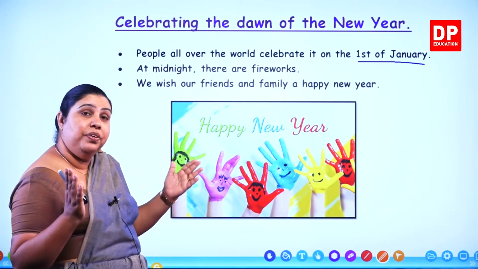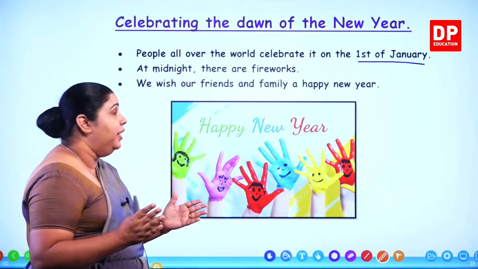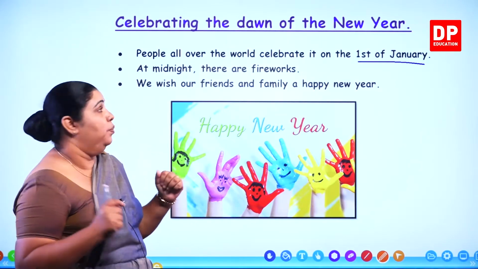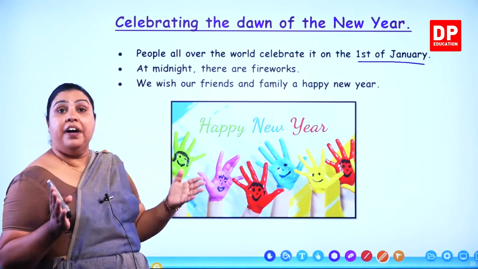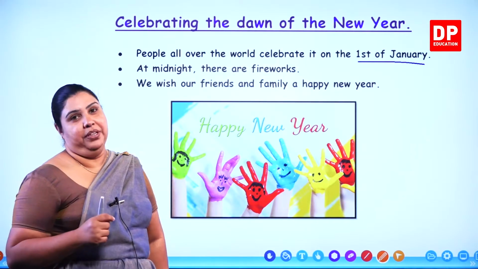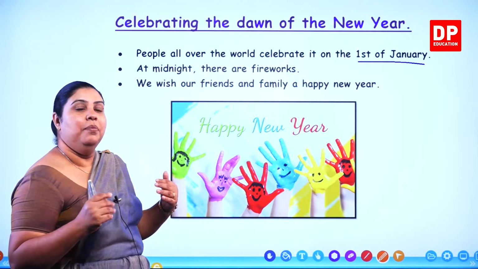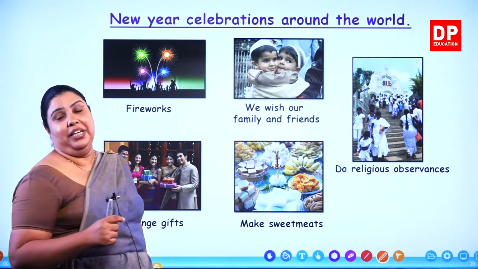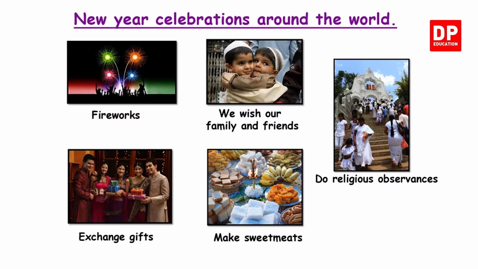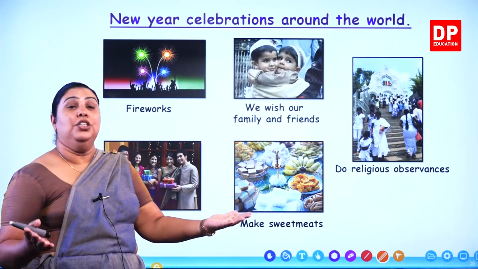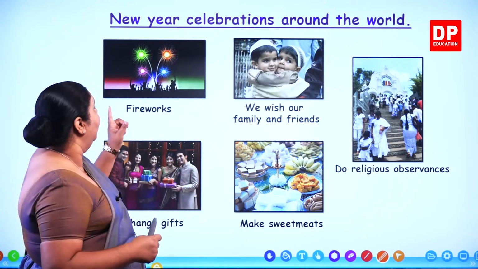So when do we celebrate the dawn of the new year? People all over the world celebrate it on the 1st of January. At midnight, there are fireworks. We wish our friends and family a happy new year, right? So this is how people all over the world celebrate the new year, right? New year celebrations around the world. Now, as I told you, at midnight to celebrate the new year, to welcome the new year, there are fireworks.